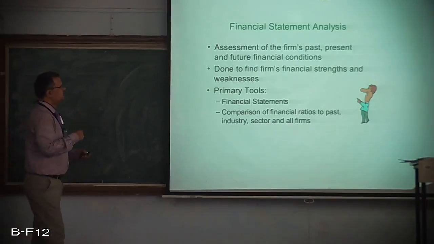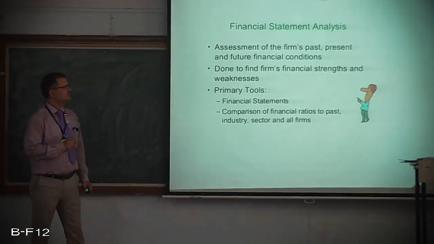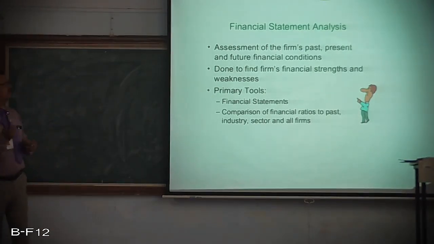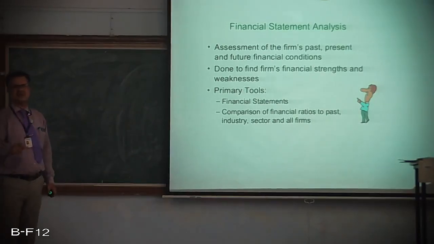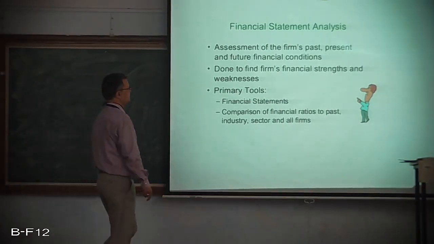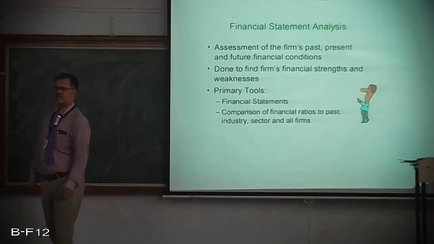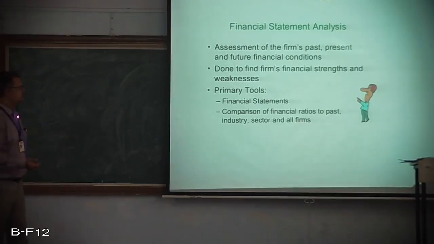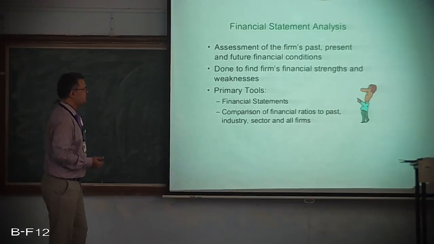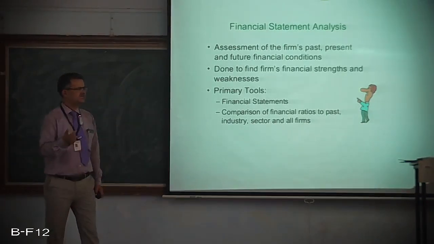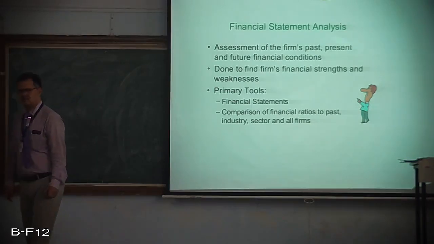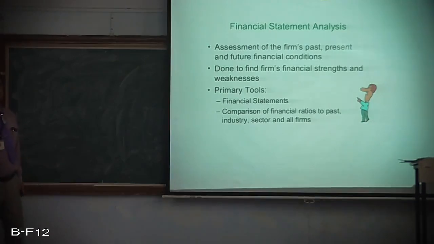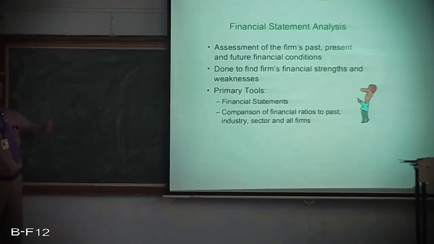It is basically to find the firm's financial strengths and weaknesses. By analyzing the financial statement, you come to know the strength and the weakness of the organization. There are many tools for analyzing the financial statement. One is preparing the financial statement, and another is the comparison of financial ratios to the past and with respect to the industry, various sectors, and all firms. These are the three primary tools used for analyzing the financial statement of the organization.